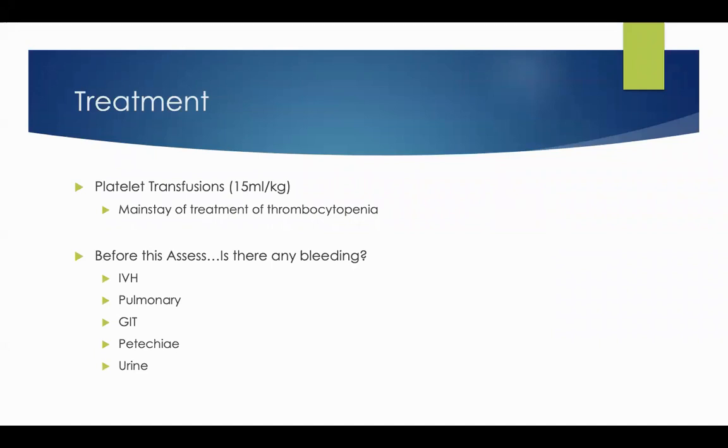So the mainstay of treatment for thrombocytopenia is platelet transfusions, but before you do this, it's always important to assess whether or not there's any acute bleeding. The important systems that you need to exclude bleeding in are intraventricular hemorrhage, pulmonary hemorrhage, bleeding from the GI tract or renal tract, and you need to assess the baby to see if there are any petechiae as well.